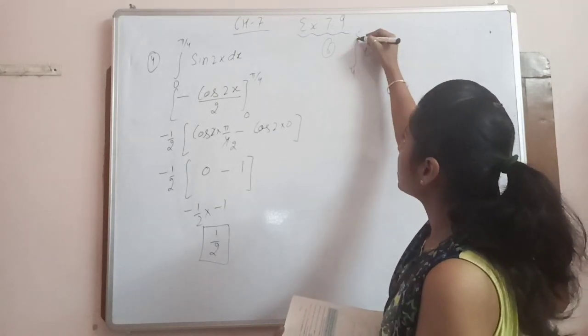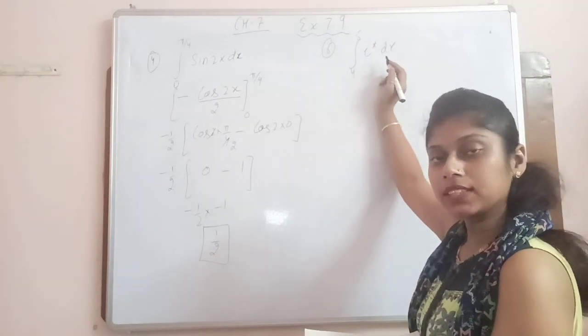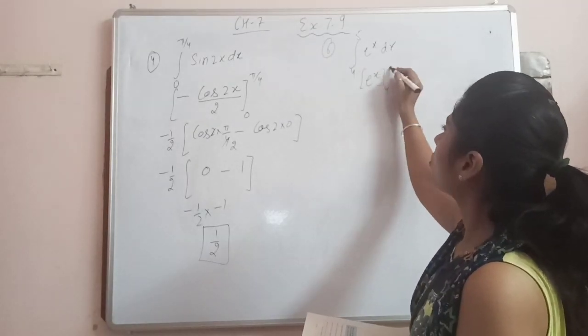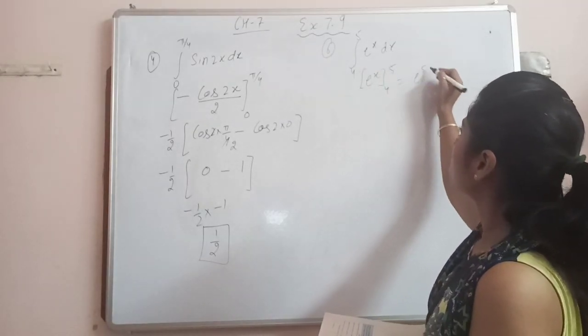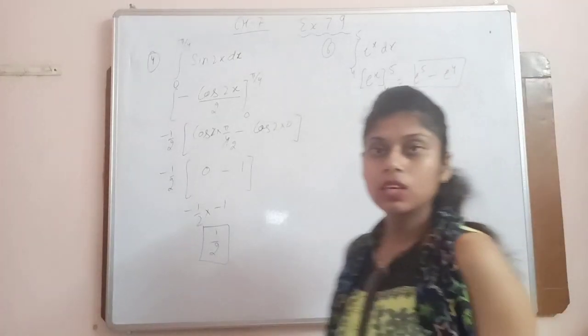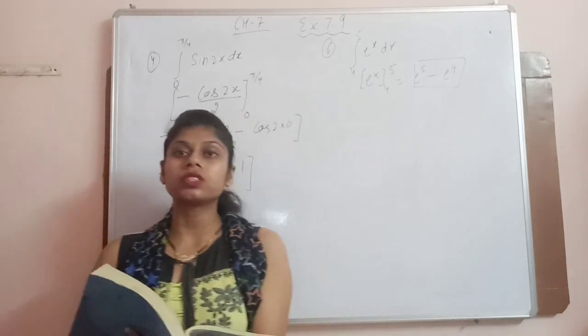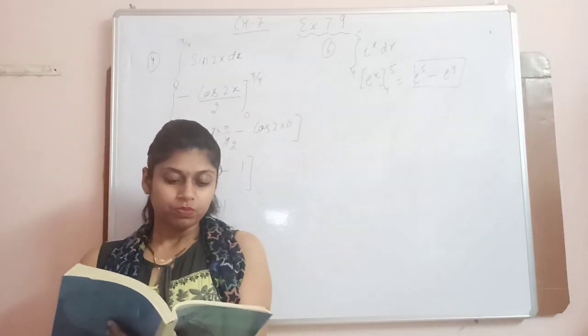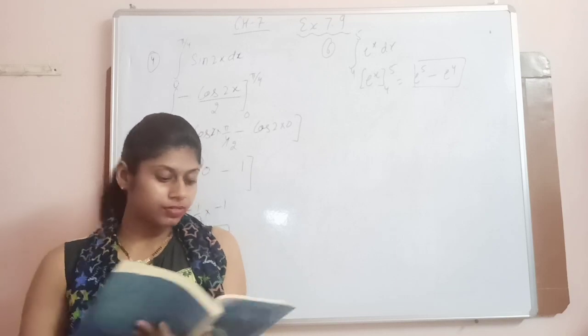What is the integration of e to the x? Integration of e to the x is the same, e to the x. Now put the limits: e raised to power 5 minus e raised to power 4. Clear? So all are simple questions. Firstly take the integration and then put the limits. Next we can solve the 9th question.